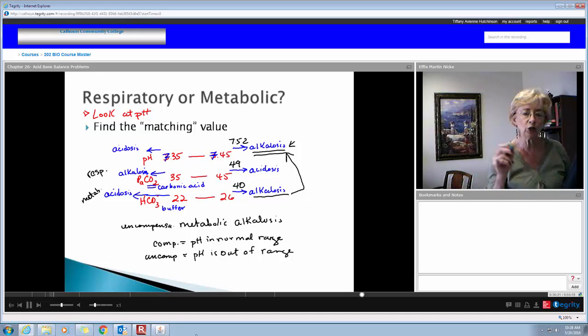What you do when you're going this step further, which again, if you're in nursing, you don't have to do, but I'd like for you to understand it, is you look at the value that didn't match, which would be the respiratory value, to see whether it attempted to bring that pH back in line. If the pH was out on the alkaline side, then you would want that other value that didn't match to go way out in the opposite direction, which is the acid side, and it did.